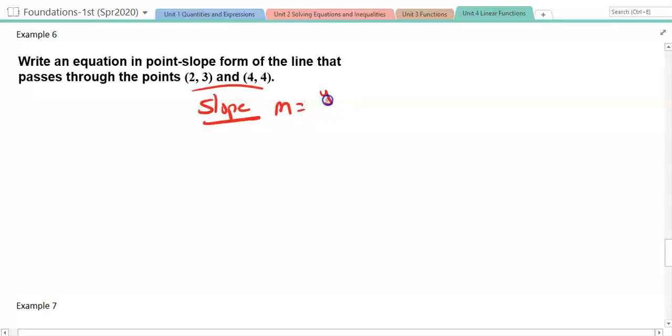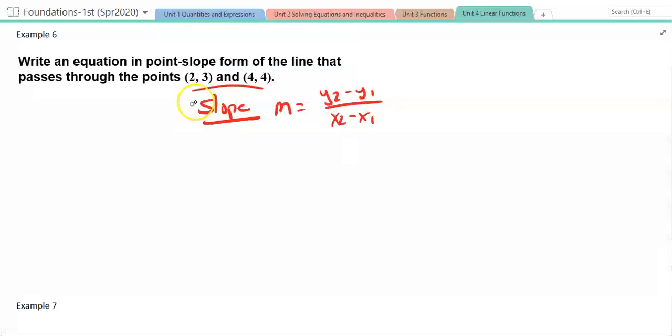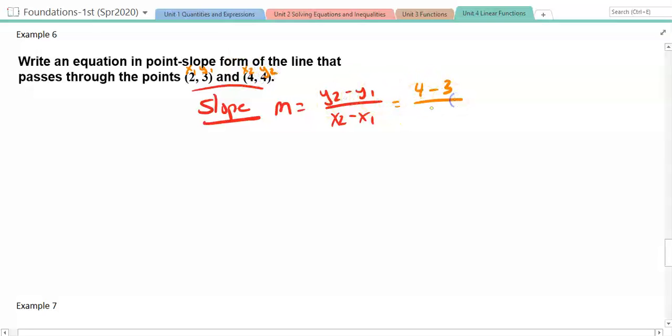So m is equal to y sub 2 minus y sub 1 over x sub 2 minus x sub 1. And if I label out my points, x sub 1, y sub 1, x sub 2, y sub 2, I'm going to get 4 minus 3 over 4 minus 2, and so that gives me 1/2. My slope is a half. Now, we go to the line.